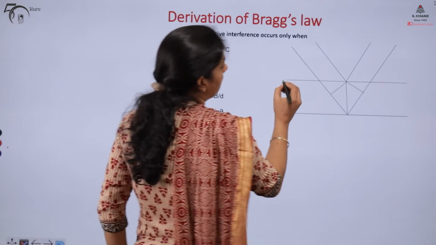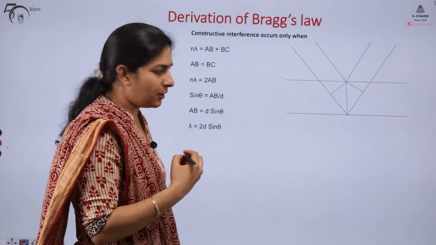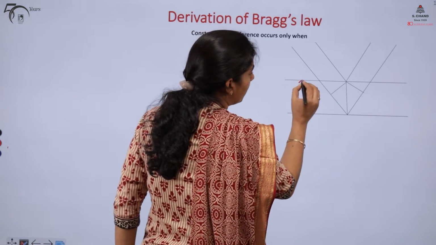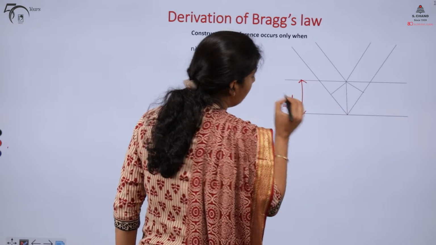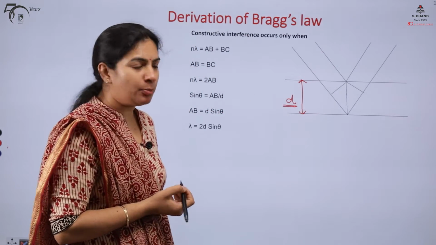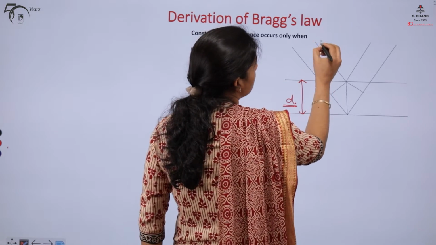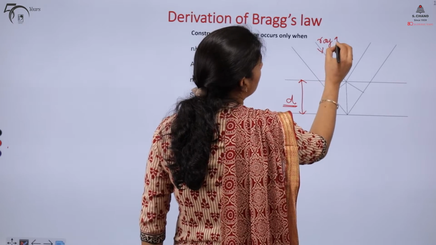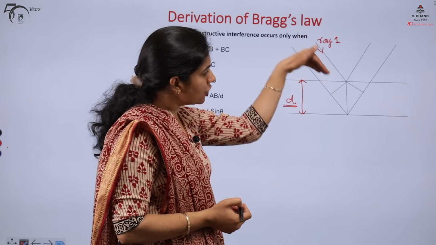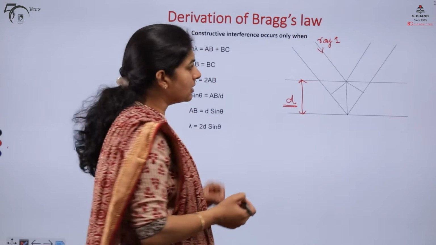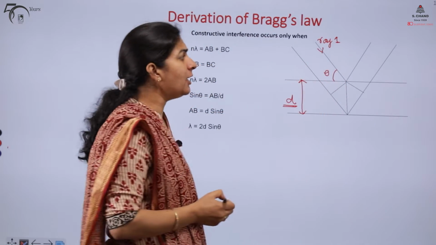So these are two horizontal crystallographic planes. The distance between these planes is small d, so this is your interplanar distance. Now this is our X-ray, let's say ray 1. It falls and strikes the surface of the crystal at an angle theta, right?